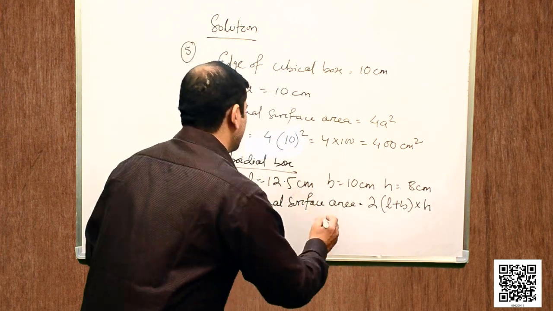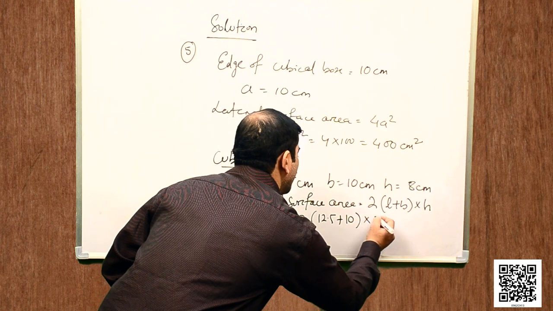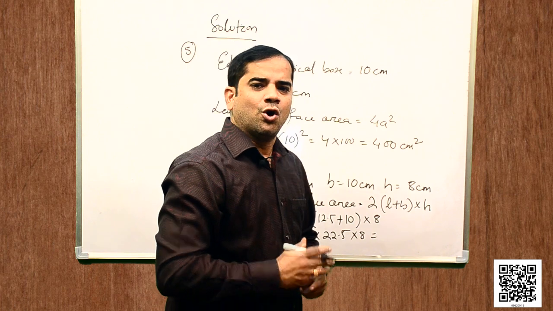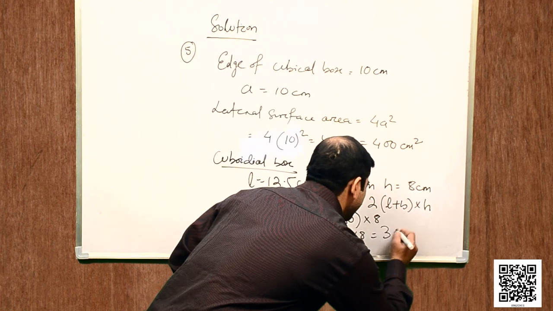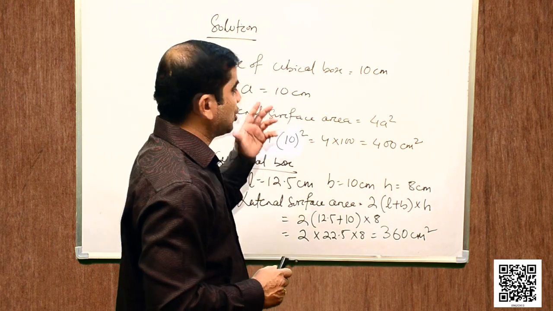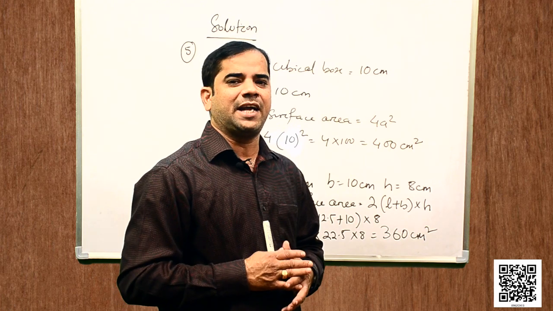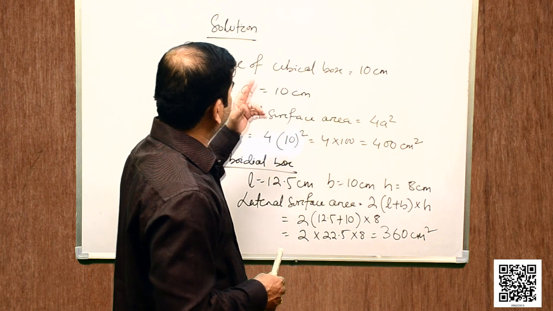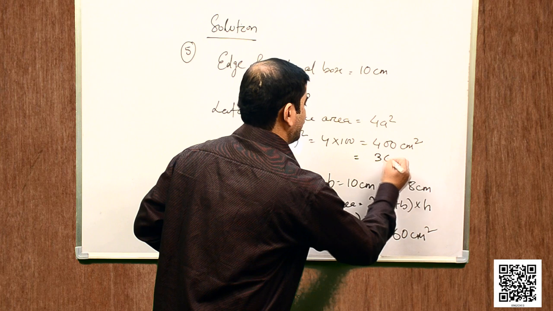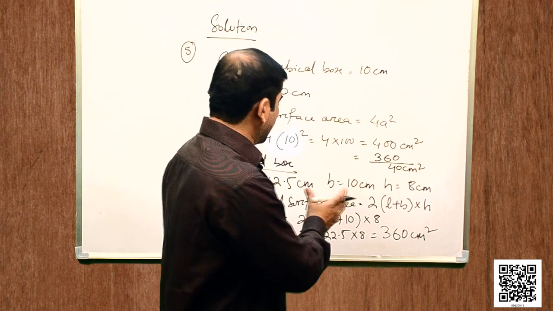Fine. So let us now substitute the values to find out the lateral surface area. So 2 into (12.5 plus 10) into 8. So it becomes 2 into 22.5 into 8. When we calculate, we get 360 centimeter square. So we have found out the lateral surface area of the cubical box as well as the cuboidal box. The first question says, which box has the greater lateral surface area and by how much? Clearly the cubical box has greater lateral surface area. And by how much? We can subtract to find out that it has 40 centimeter square more lateral surface area than the cuboidal box.